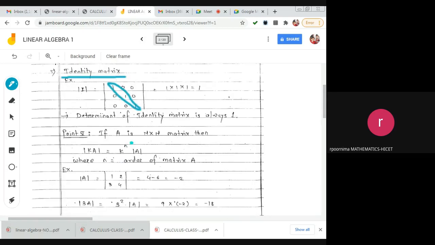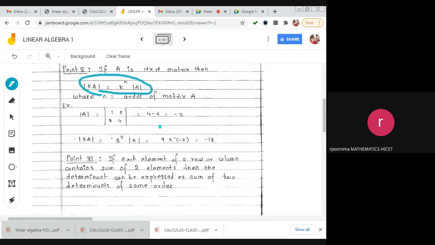The next one: if A is an n by n matrix, then the determinant of kA, you just remember this rule. The determinant of kA will be k to the power n into determinant A, where n is the order of the matrix A.